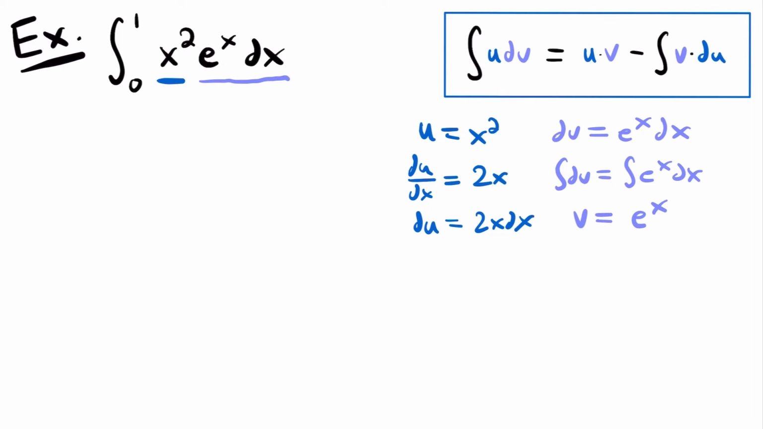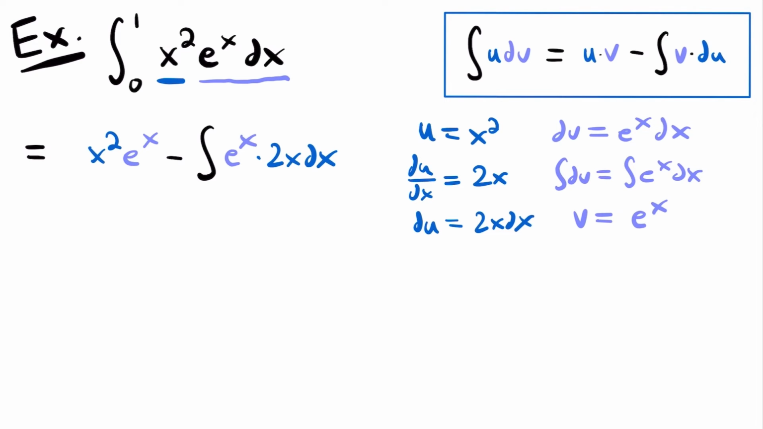All right, let's use what we have here to rewrite this integral. This will be equal to u times v, which is x squared times e to the power of x, and then we will subtract the integral of v times du. v is still e to the power of x, multiplied by du, which is 2x dx. So we will multiply by 2x dx.